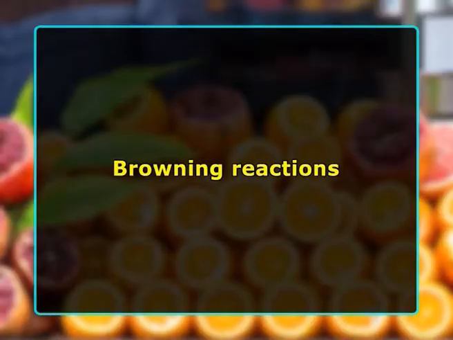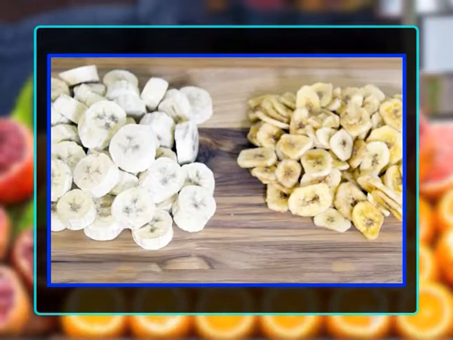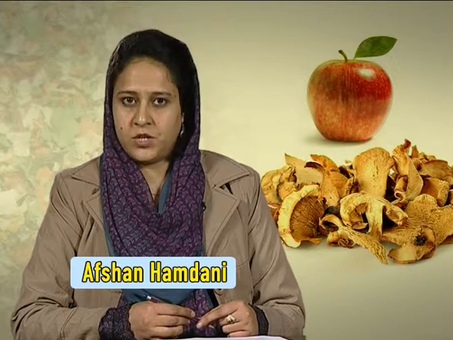Some important changes in the food article during the process of dehydration include browning reactions, which include enzymatic and non-enzymatic browning reactions. In case of fruits, vegetables, frozen and dehydrated foods, browning is an undesirable change as it results in the formation of off colors. It also lowers the nutritive value of the food article.